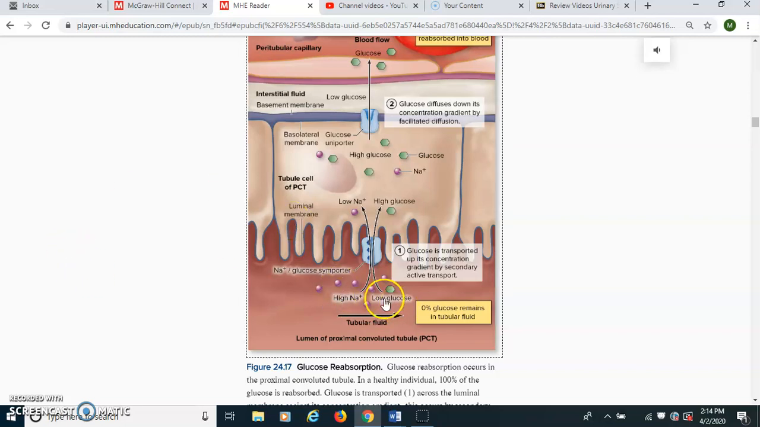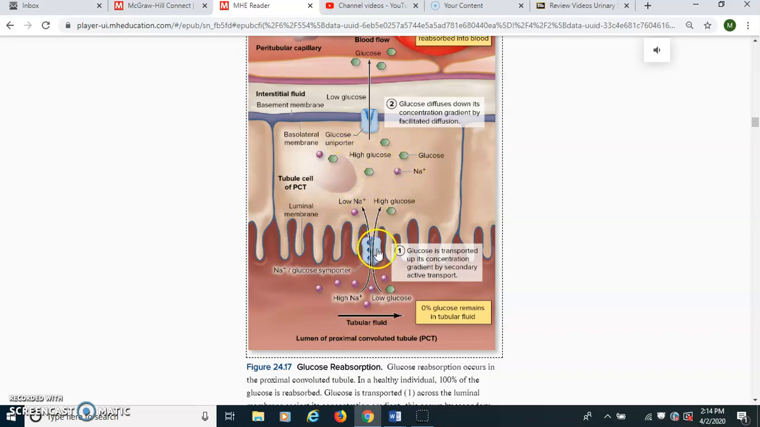The glucose, once it's in the tubular fluid, has to move into a cell, going from an area of low concentration to high concentration. So they'll use this little secondary active transport protein. Sodium is going down its concentration gradient from high to low, so the glucose will go along with it.